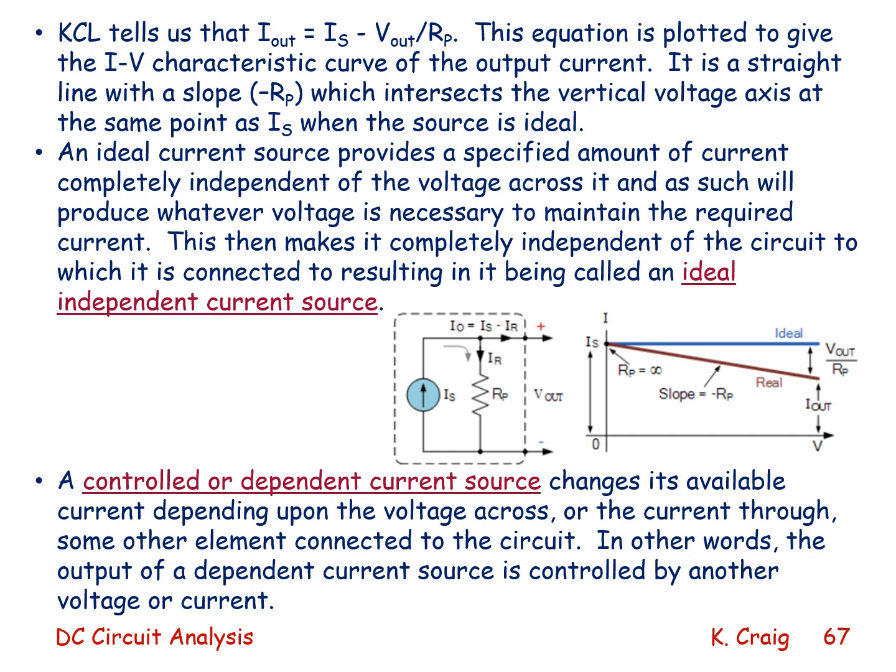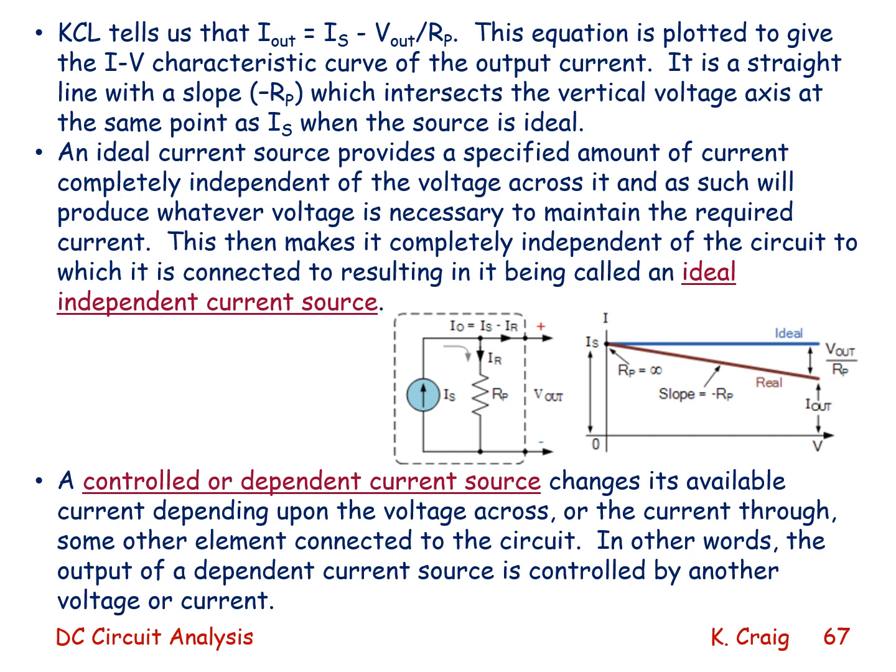An ideal current source provides a specified amount of current completely independent of the voltage across it, and as such will produce whatever voltage is necessary to maintain the required current. This then makes it completely independent of the circuit to which it is connected, resulting in it being called an ideal independent current source.